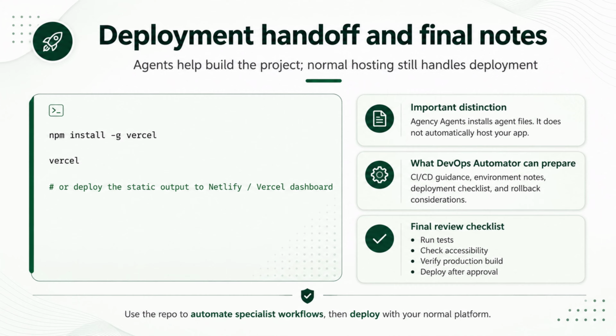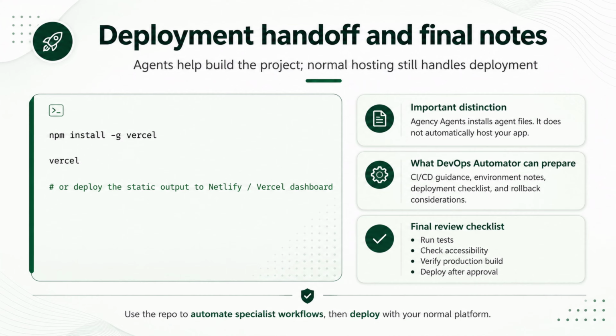But it is important to understand one thing. Agency agents installs agent files. It does not automatically host your app. Deployment still happens through your normal hosting platform. For example, you can install the Vercel command line tool. Then you can run the Vercel command. Or you can deploy the static output manually to Netlify or the Vercel dashboard. The DevOps automator can help prepare CI/CD guidance, environment notes, deployment checklists, and rollback considerations.